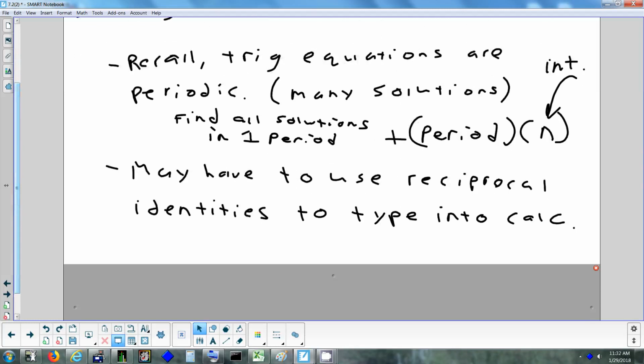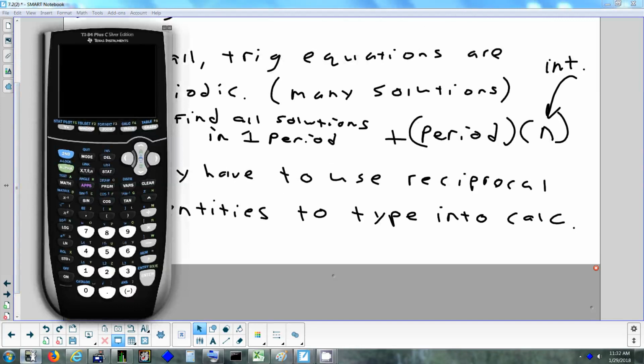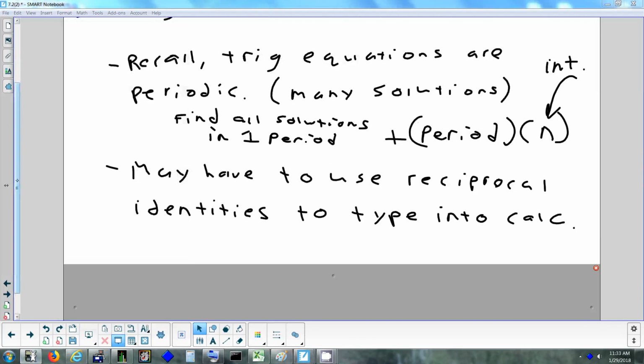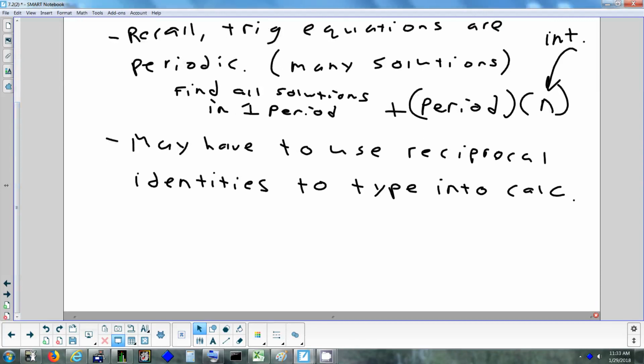Calculator only has certain buttons on it. Okay, so if you have to do a problem with secant, cosecant, or cotangent, look at the calculator. There's no buttons for that. So the only way to type in something like cotangent is 1 divided by tangent. So you might have to use one of those reciprocal identities if you have a problem with cosecant, secant, or cotangent. First one I do though, you won't need a reciprocal identity. I'm going to do one you have a button for, so it's pretty straightforward.